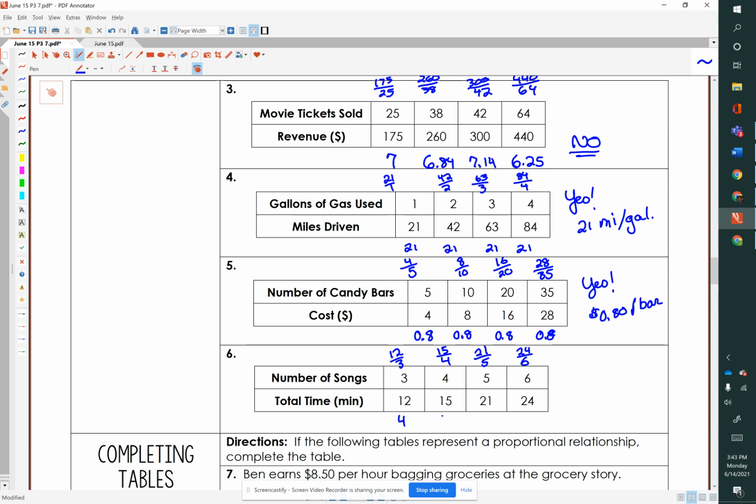15 divided by 4 would be 3.75 minutes per song. 21 divided by 5 is 4.2 minutes per song. So it's not necessarily getting quicker. I guess it depends how long the songs are. And 24 divided by 6 is 4 minutes per song. And we can easily see that there is no proportional relationship there.